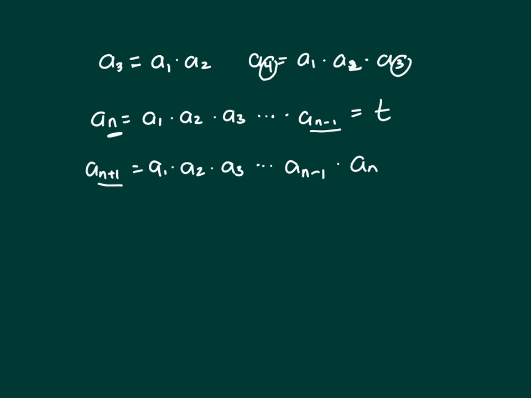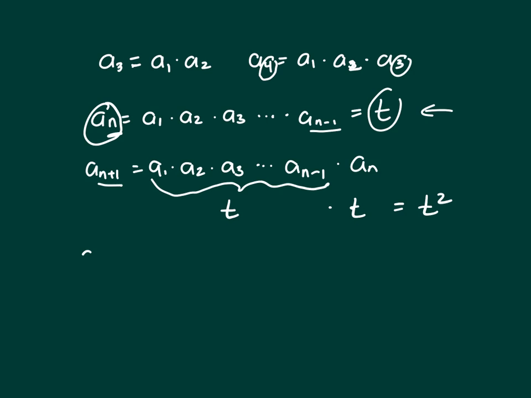So a sub 1, let's see, have we seen this before? What is a sub 1, a sub 2, a sub 3 up to a sub n minus 1? That's what we just found. That's a value for t. And what's another name for a sub n? Well, another name for a sub n is t. So this is t squared.